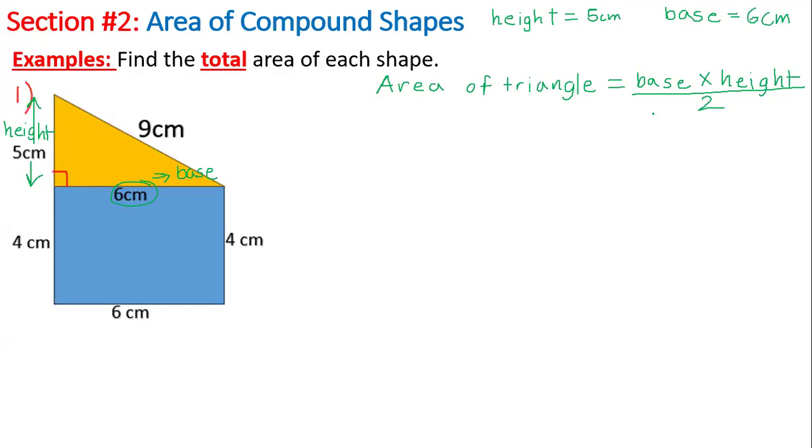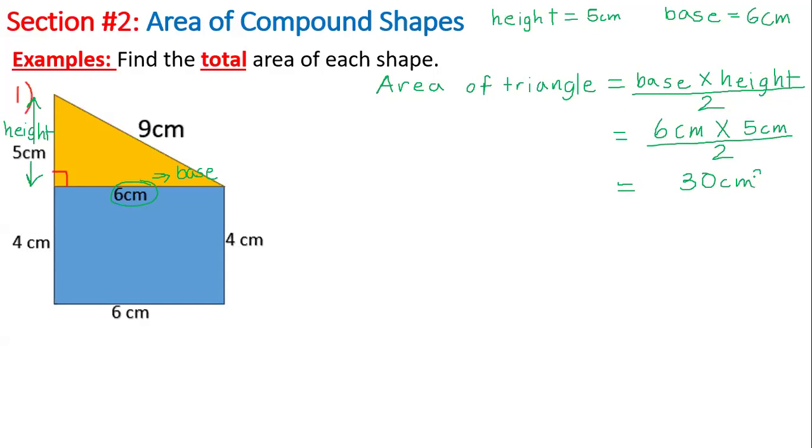So it's gonna be equal to, what's the base? The base is 6 centimeters multiplied by the height, which is 5 centimeters, divided by what? 2. That's gonna be equal to, what is 6 times 5? 30. So it's gonna be 30 centimeters.